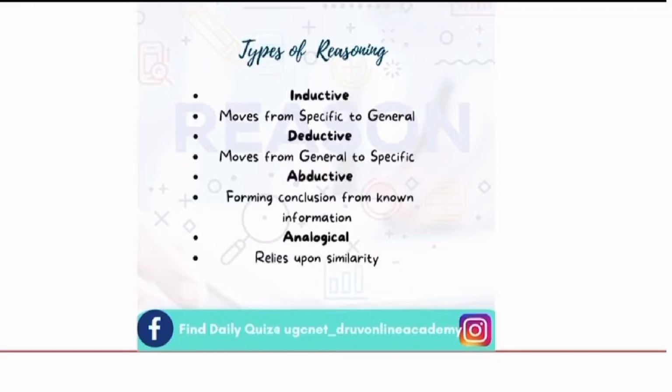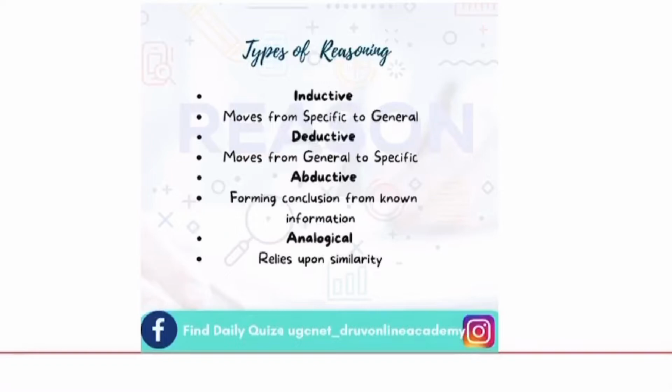In deductive reasoning, for example, if we say all men are mortal, Ram is a man, so he is mortal. In this case, all men are mortal is a general idea. From that, Ram is mortal, a specific conclusion is formed.